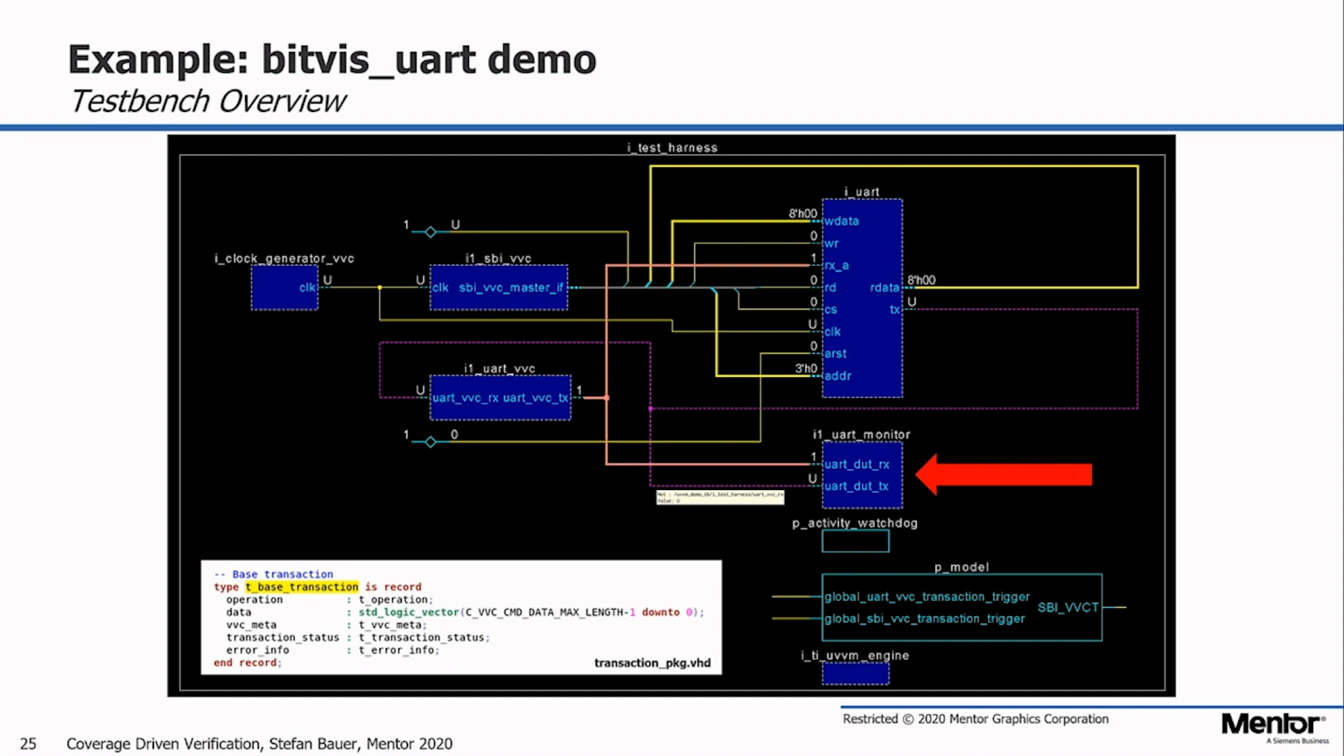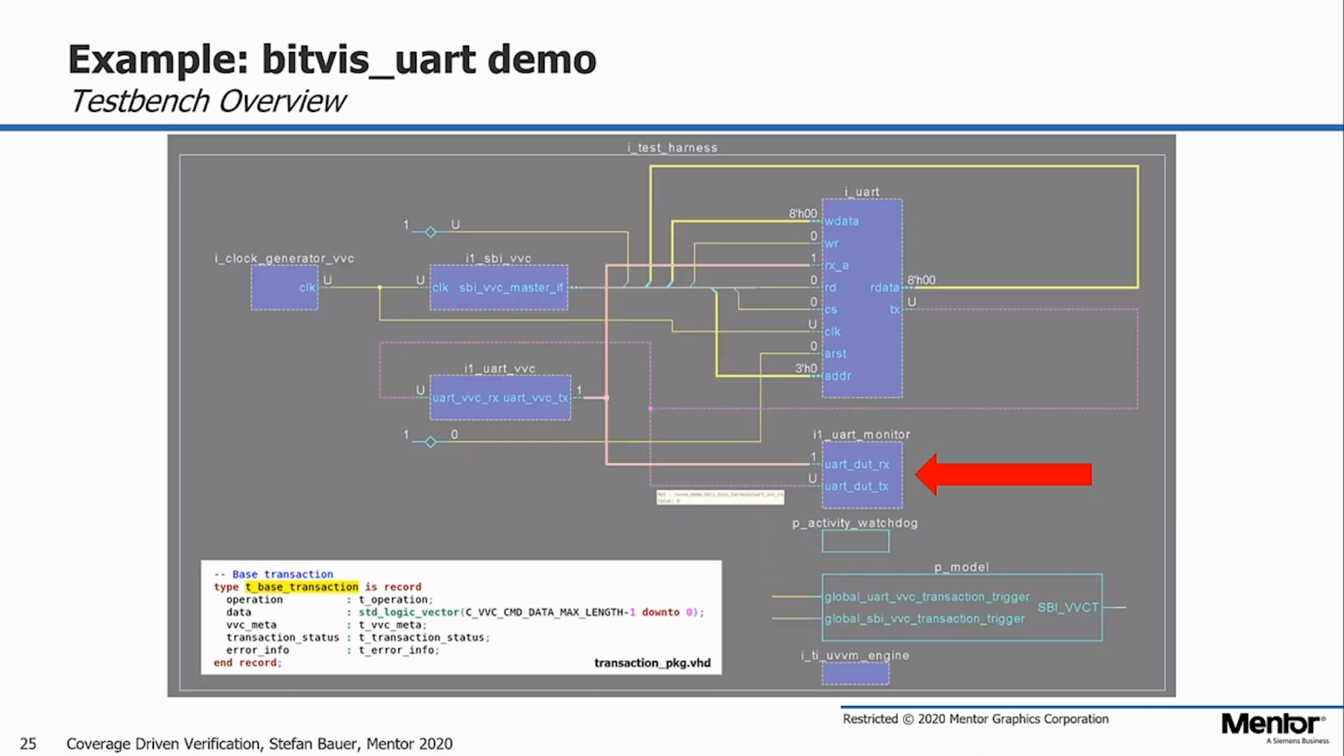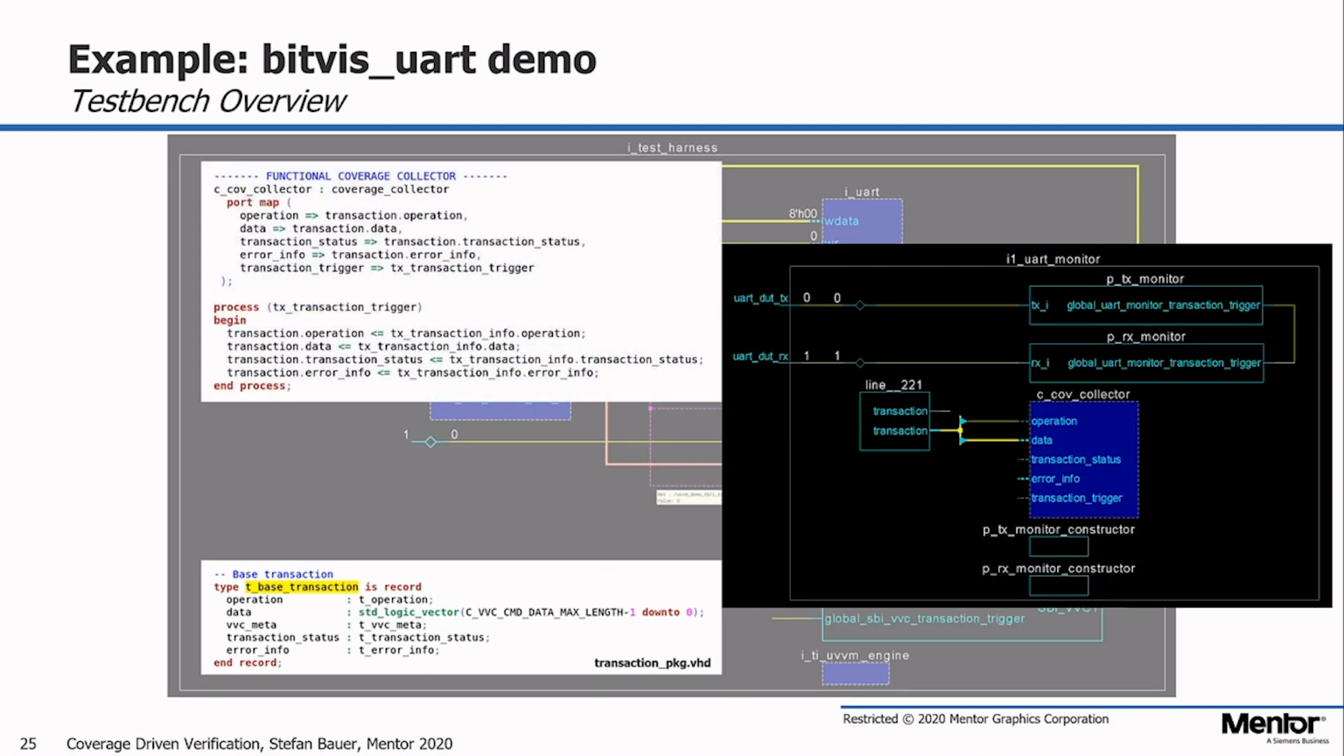To collect functional coverage with this UVVM environment, I added a component coverage collector to my monitor. You see it here. This coverage collector gets the information from the transaction, and it will collect functional coverage. But how does the functional coverage look, or how can you write it for this transaction? That's something I want to show you on my next slide.